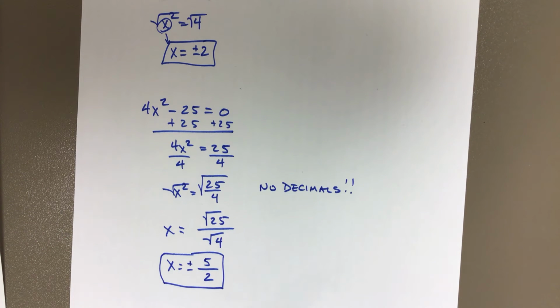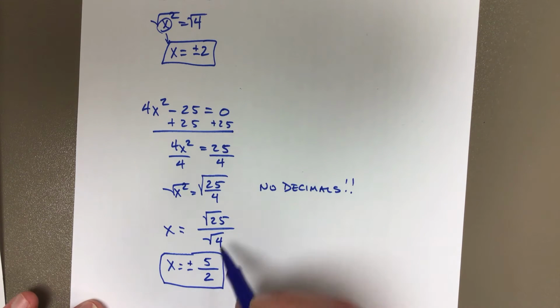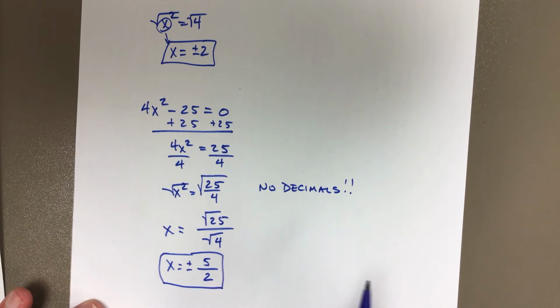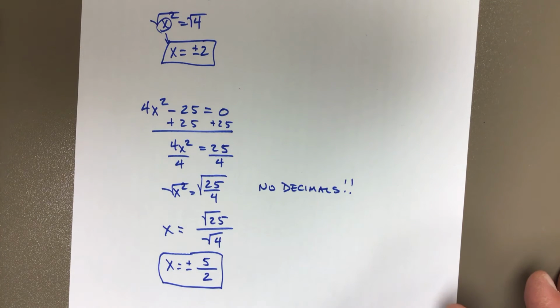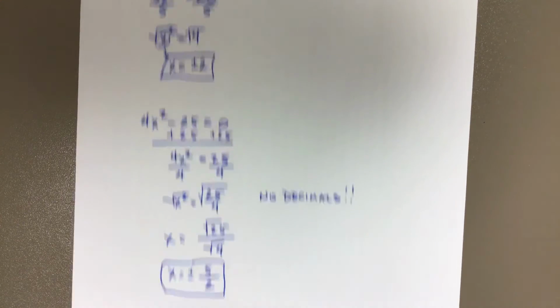All right, so sometimes you're going to have these perfect squares, 25 and 4, 49 and 9, and then you're just going to have a fraction, 5 halves. Okay, so nothing too crazy here, so don't get too nervous if you see a fraction here, because more times than not, it's going to be working itself out.